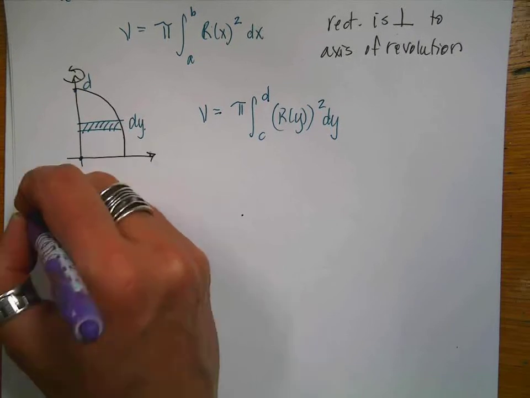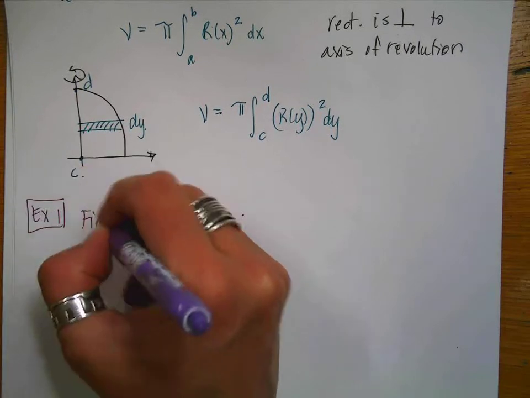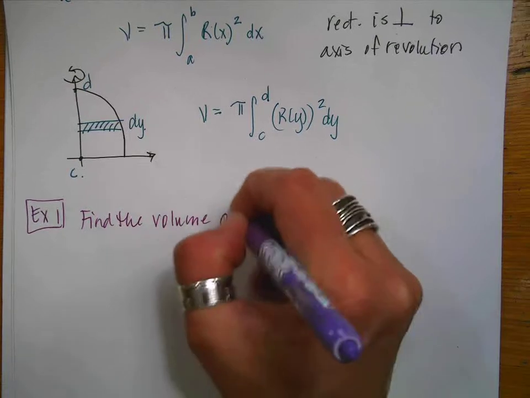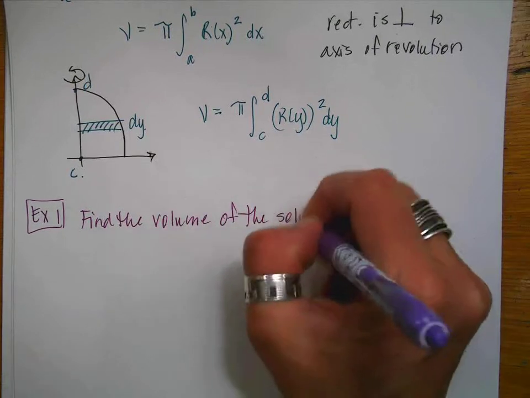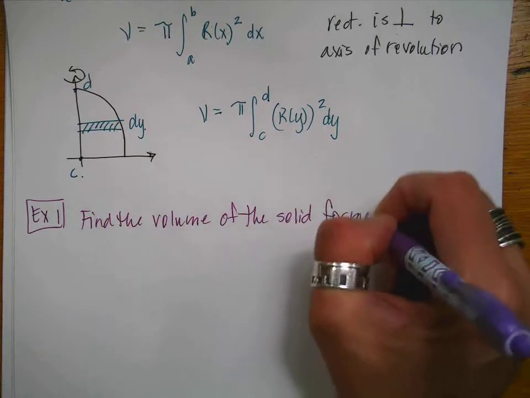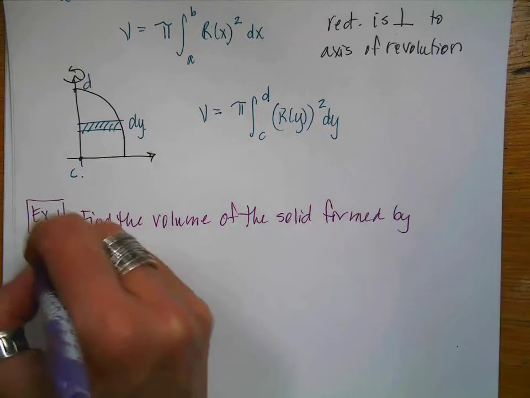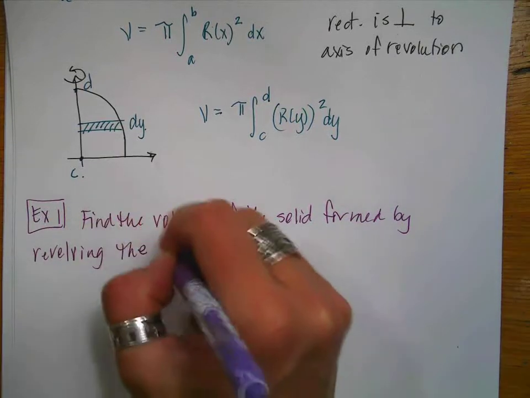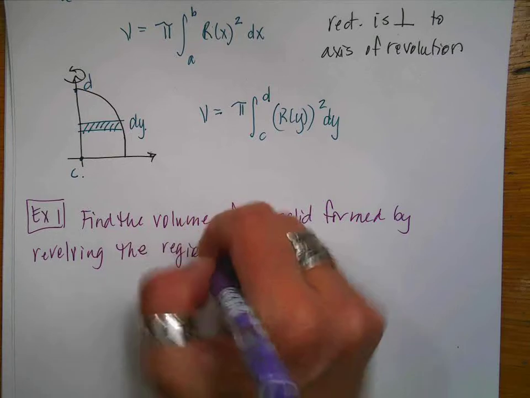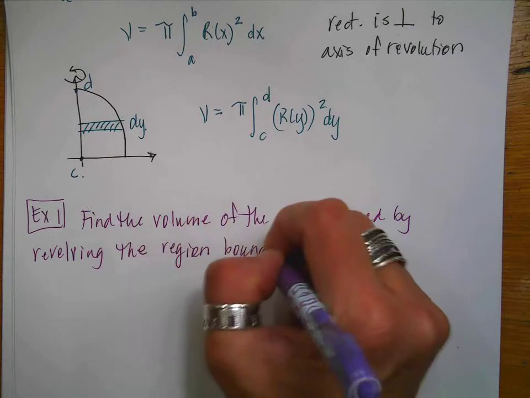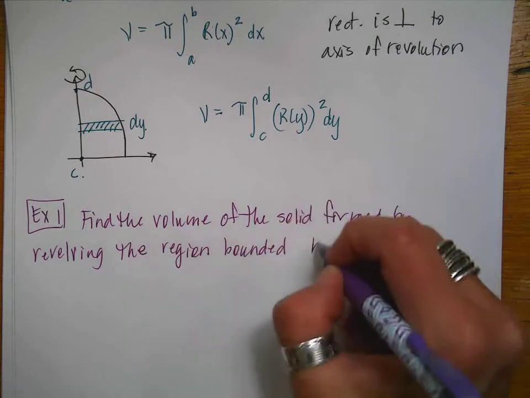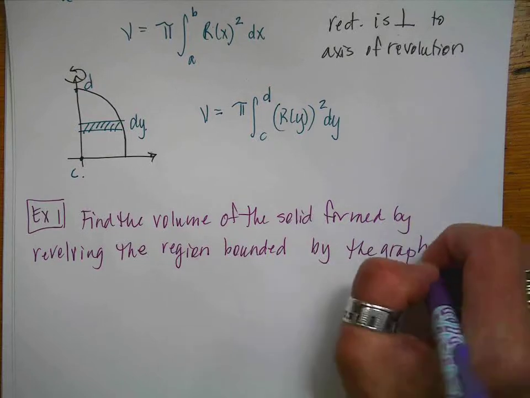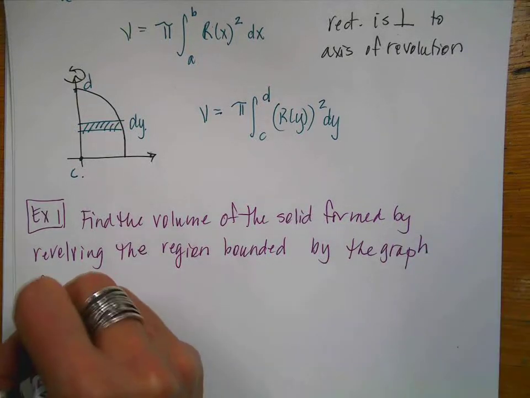So for example number 1, I want to find the volume of the solid formed by revolving. Your book actually has some really nice pictures of what this looks like, so their artwork is obviously much better than mine. So you can go and look at the pictures in Chapter 7. Mine are gruesome, but functional.